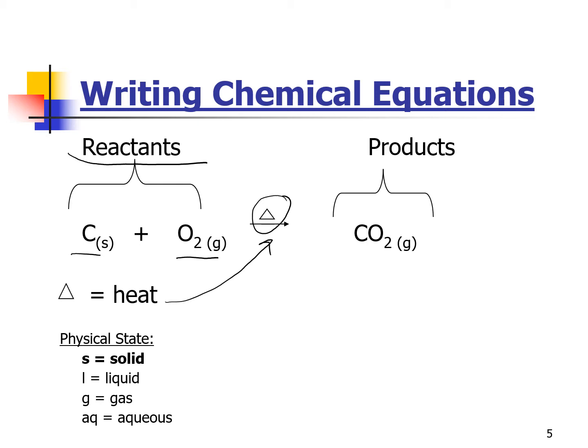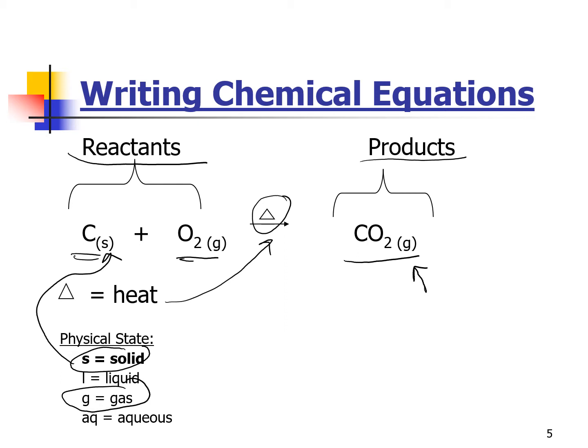What you create are called the products. So in this example, our reactants are carbon and oxygen. Our product is carbon dioxide. What's written in the parentheses tells you the physical state of your reactants and your products. So G stands for gas. S stands for solid. So carbon is a solid. Oxygen and carbon dioxide are gases.